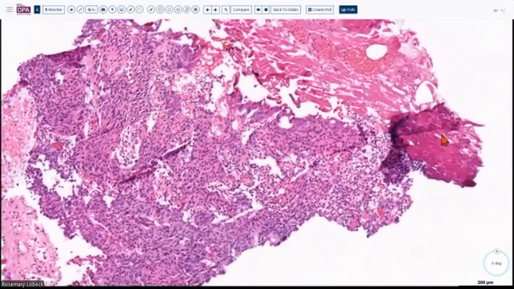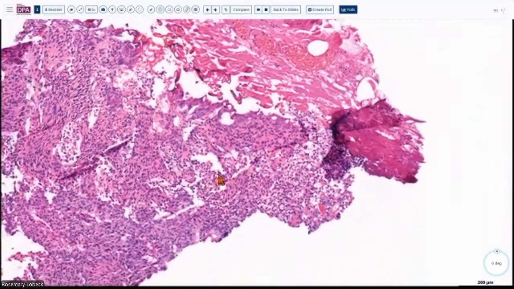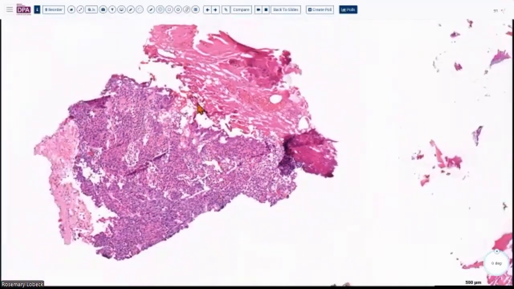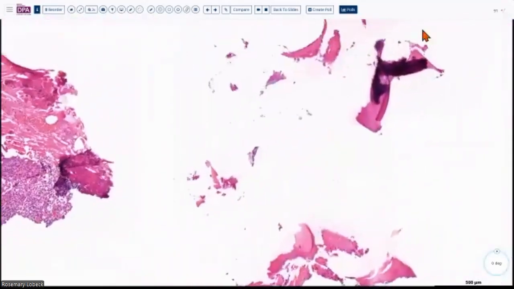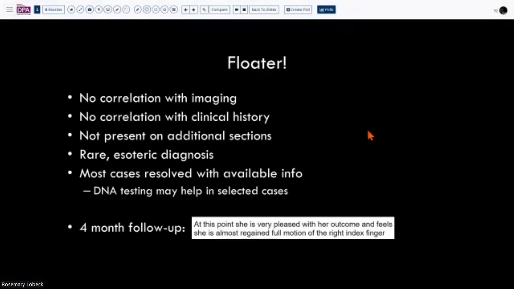So cautery effect in the soft tissue surrounding this, and I call up my orthopedic surgeons and ask them, when you do a bone curettage, do you ever use the cautery? And they're like, no, never. So then why is this piece of tissue having cautery effect and the osteomyelitis is just clean? Because this is a floater, right? So there's no correlation with the imaging here. There's no correlation with the clinical history, and the tissue was not present on any additional sections, and you make a rare esoteric diagnosis of intraosseous squamous cell carcinoma. That's just not going to happen, right?